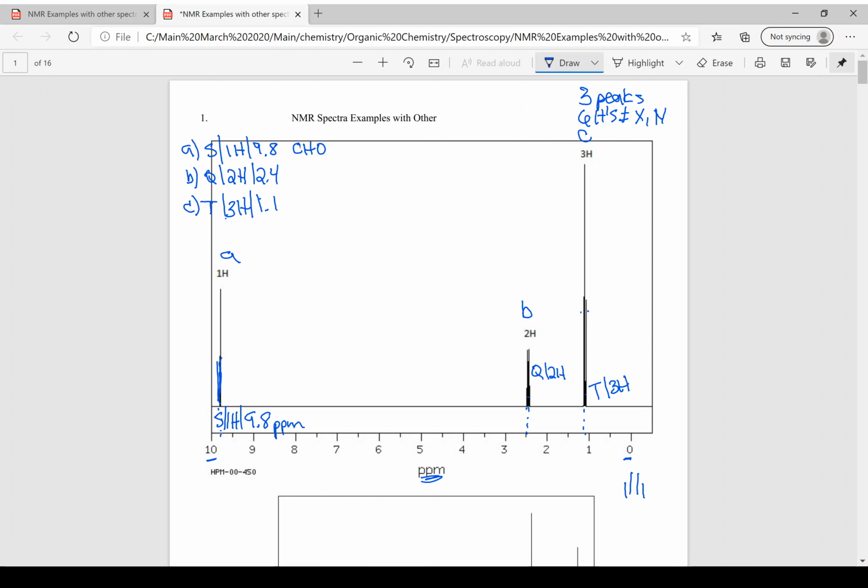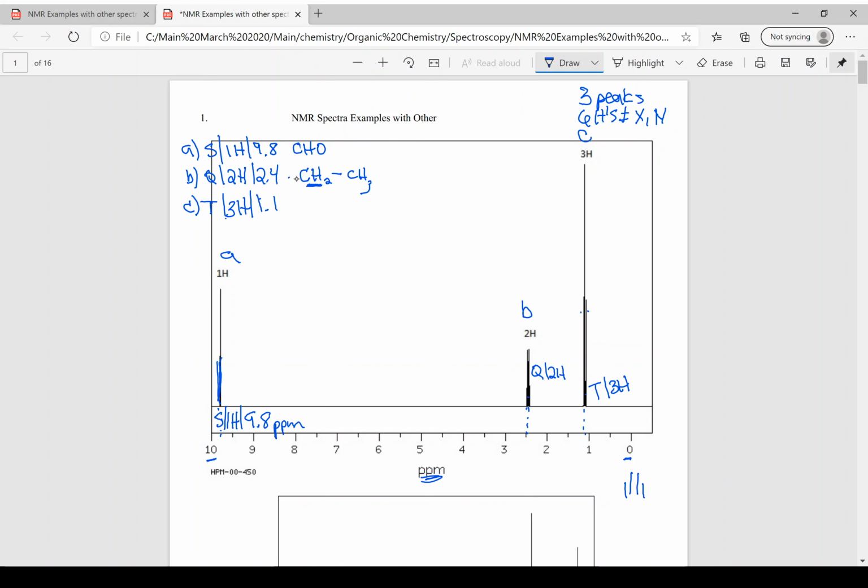What could a quartet that integrates for 2 mean? Keep in mind, this is a ballpark, but it works most of the time. If it integrates for 2 hydrogens, it's more than likely a CH2. If it integrates for 3 hydrogens, it's most likely a CH3. Beware of symmetry, though. But because it's integrating for 2, I believe that is what I'm talking about. In order to get a quartet, one possibility is that. And it is somewhere between 2 and 2.5.